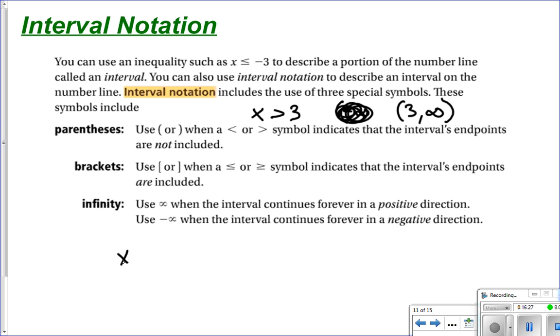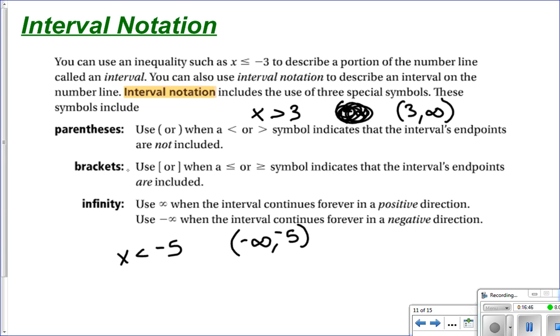So if I had x is less than -5, the interval notation for this will be, well, the minimum is going to be negative infinity because everything's smaller than -5. But the largest it can be is -5.